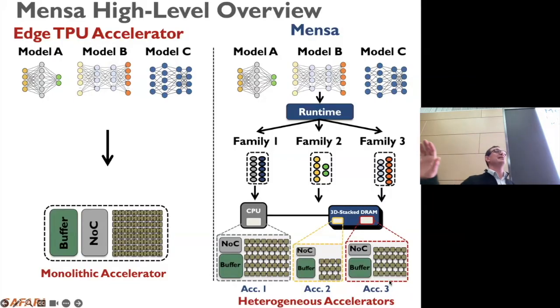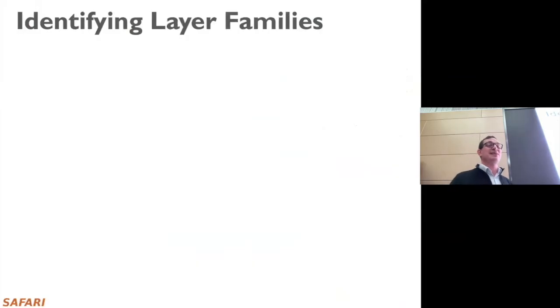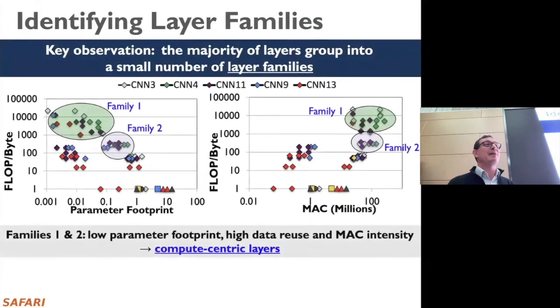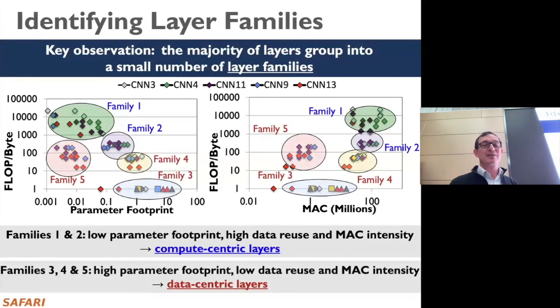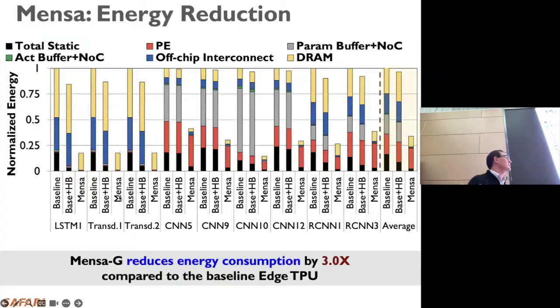I will not go into the design of everything over here. The paper has a lot of details. You need to identify the layer families. This requires profiling online or offline, but you could do some identification. Once you do the identification, you ship the appropriate family of layers to the appropriate accelerators. And once you do that, the results look pretty good. I think we can improve that even better.